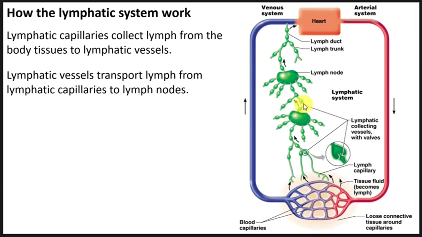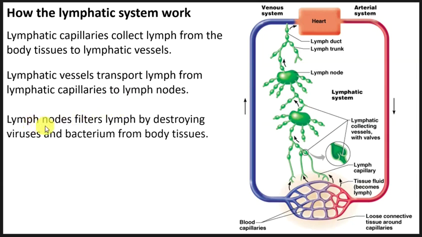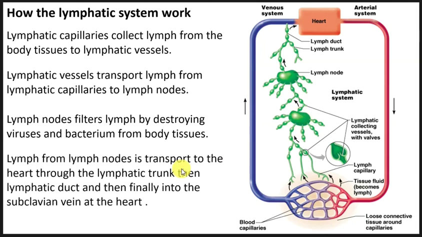Now we are saying again here that lymph nodes filter lymph by destroying viruses and bacteria from body tissues. Meaning that when this lymph reaches here, it is filtered of any bacteria that it may be carrying from the body tissues. So those bacteria are filtered by destroying them. That's what these lymph nodes do.